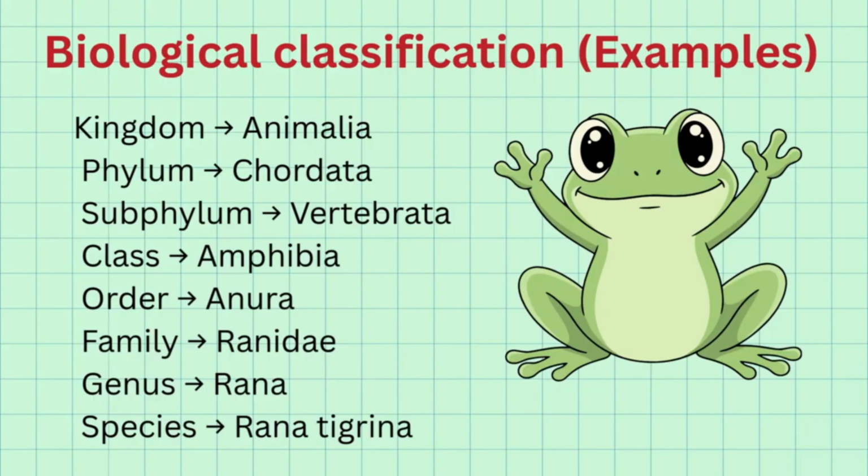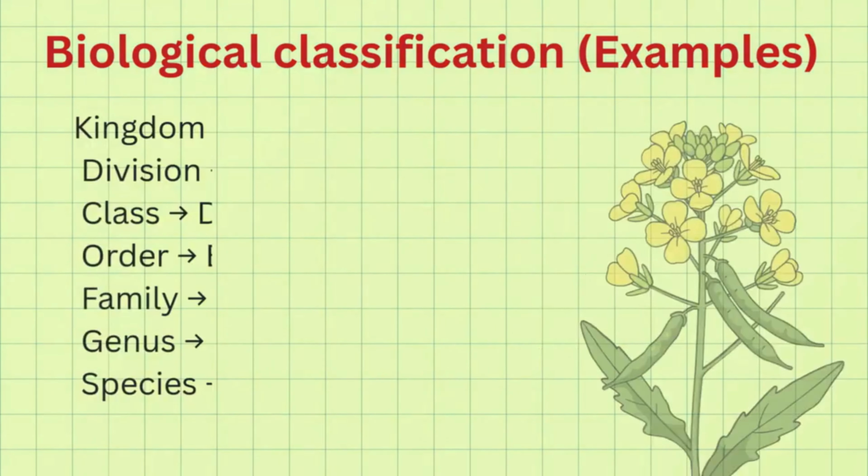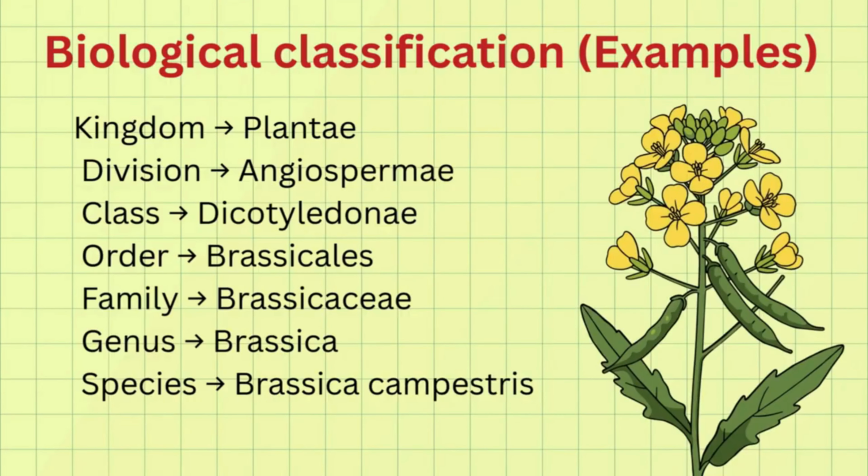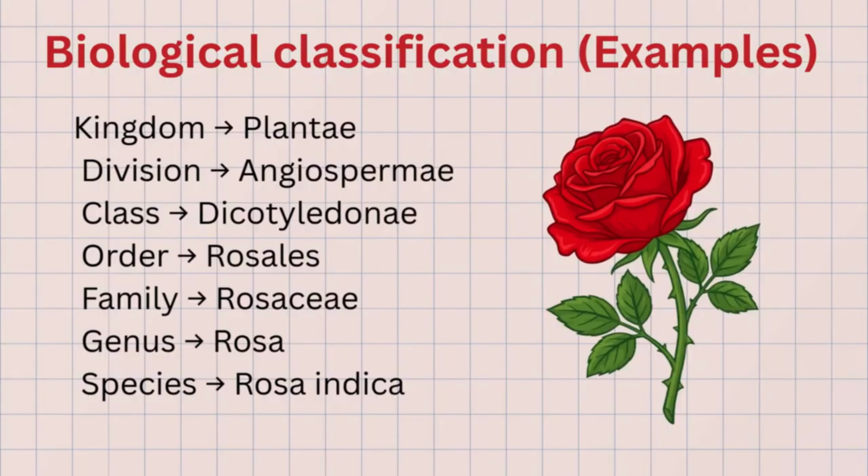Now let's look at a frog. The scientific name of a common frog is Rana tigrina, though in modern classification it is often referred to as Hoplobatrachus tigerinus. On this slide, you can also see plant examples. The scientific name of mustard plant is Brassica campestris, sometimes written as Brassica rapa in updated classification, and the scientific name of rose is Rosa indica. These examples show how every organism has a unique scientific name which helps scientists identify it clearly across the world without confusion.